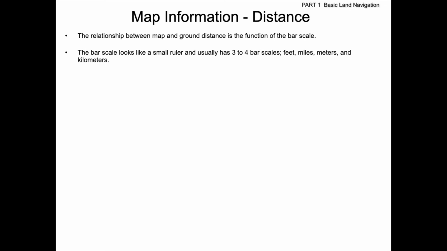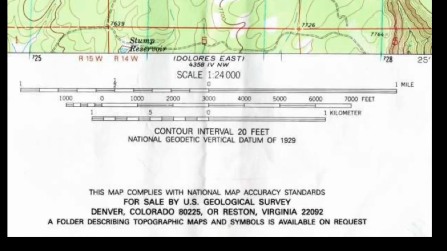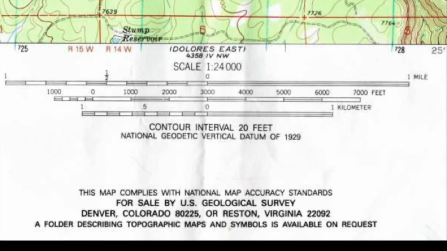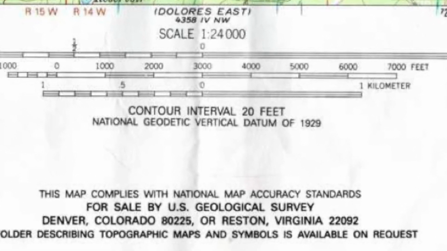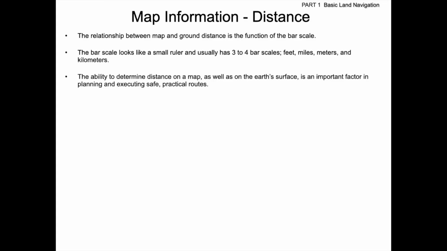Next up is map information, and we're going to talk about distance. The relationship between map and ground distance is the function of a bar scale. The bar scale looks like a small ruler and usually has 3 to 4 bar scales: feet, miles, meters, and kilometers. The ability to determine distance on a map as well as on the Earth's surface is an important factor in planning and executing safe, practical routes.